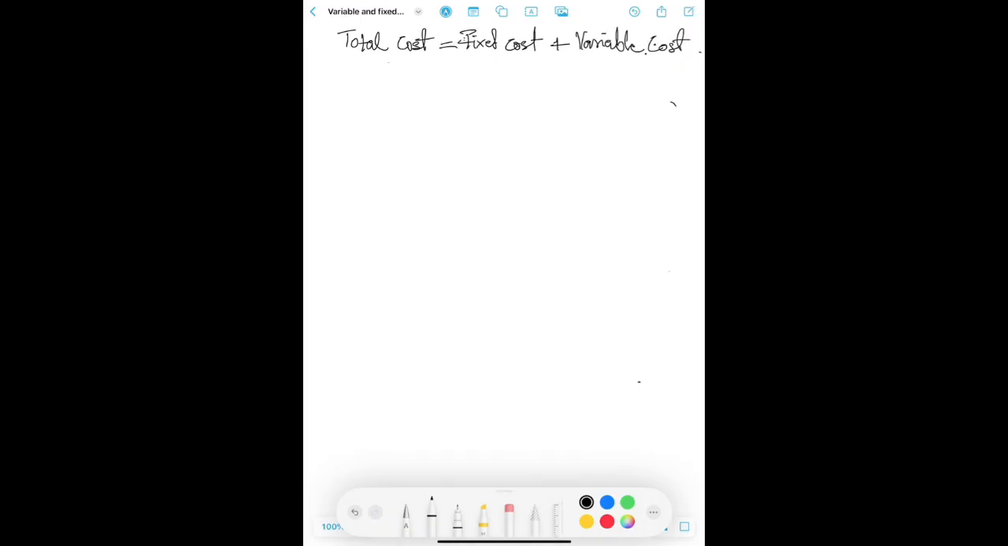A good example is rent. If you're making cake, if you produce 10 cakes or you produce 1,000 cakes, the rent you pay will not change. So we say such a cost is a fixed cost. Such cost does not respond to the change in the number of units produced. It does not respond to the change in activity level. That's what I mean by activity level. Whereas a variable cost is the cost that will change in line with the activity level.